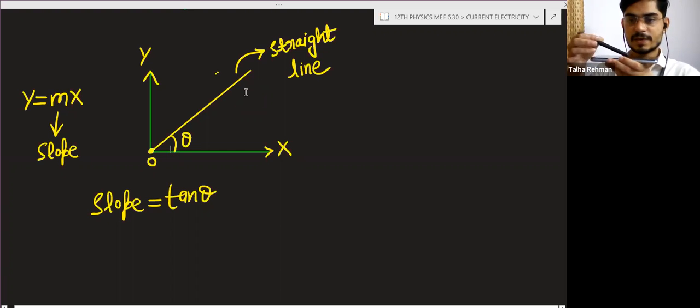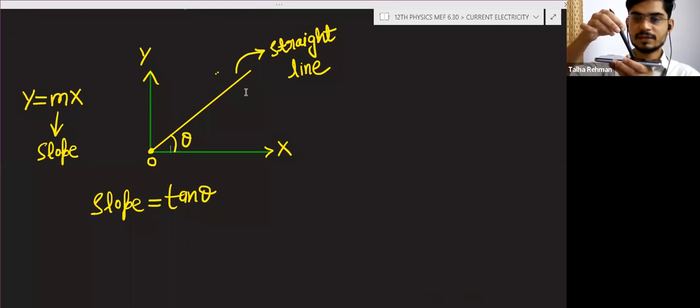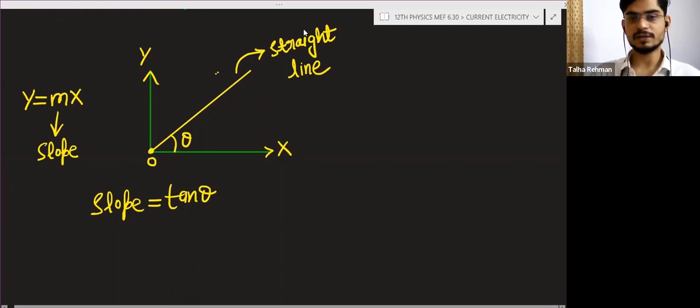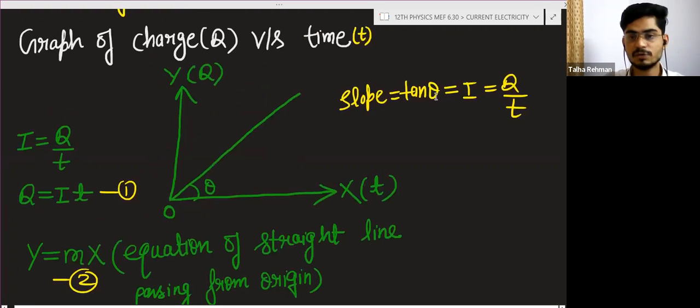Okay. When you increase the theta, slope will increase. When you decrease the theta, slope will decrease. So slope of the line means how much the line is aligned towards the x-axis, you can say. And slope of the line is calculated with the help of tan theta.